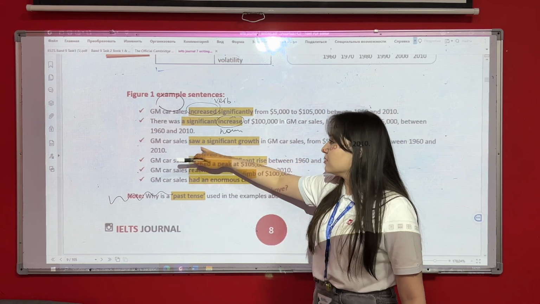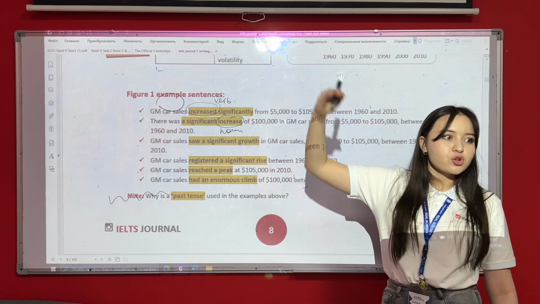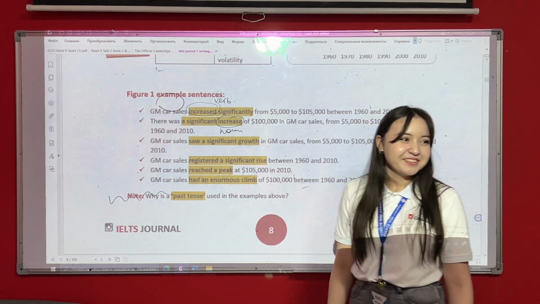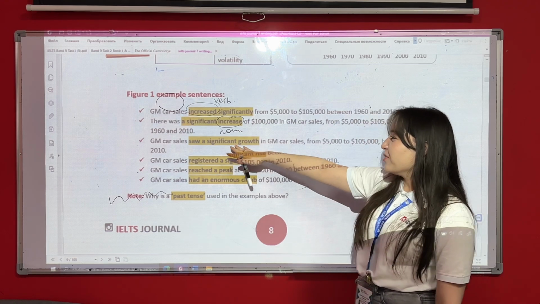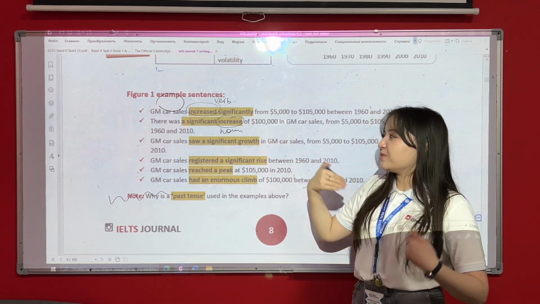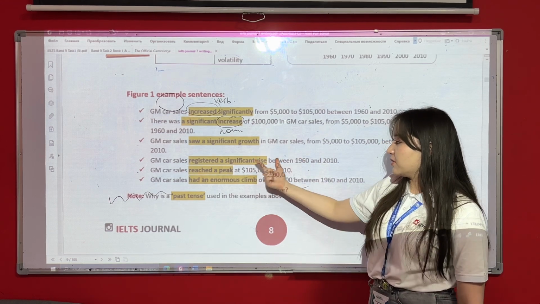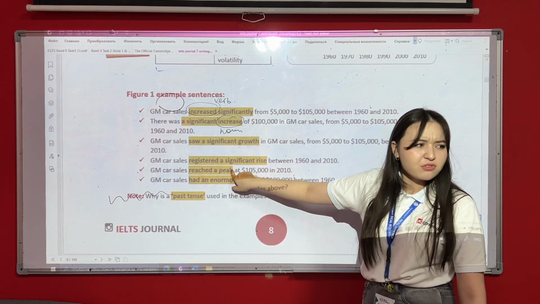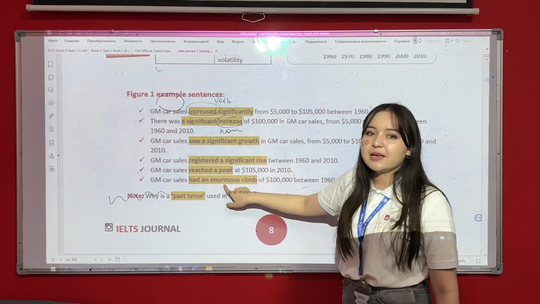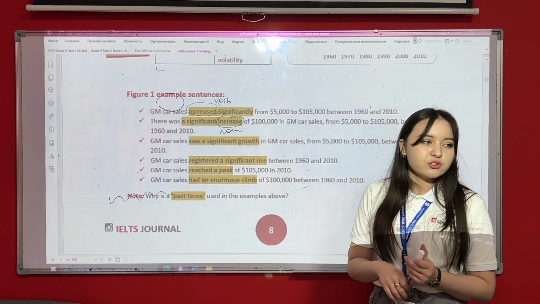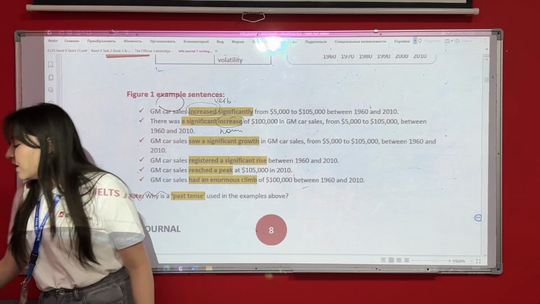Okay. GM car sales saw a significant growth. What does growth mean? Рост. Что за вырос? Okay. Here was saw a significant growth, or experienced a significant growth, you may say. GM car sales registered a significant rise, reached a peak. What does it mean reached a peak? Достиг своего пика, правильно? Okay, very good. Or had an enormous climb. What does climb mean? Что такое climb? Забираться на что-то, правильно? So this is also about your increase.